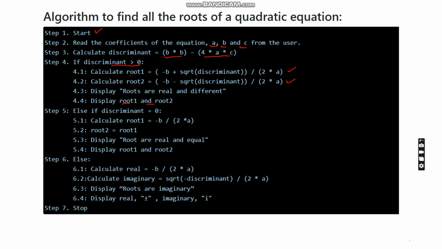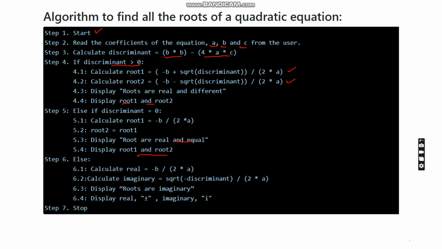Root 1 equals minus b by 2a. Root 2 equals root 1, because we are assigning the root 1 value into root 2, since these are the same here. Display the roots are real and equal. After that, display the corresponding roots, root 1 and root 2.